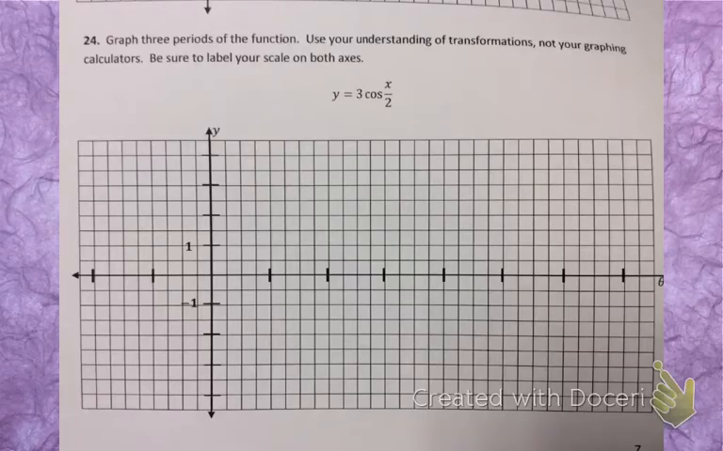On number 24, we are to graph 3 periods of the function. So that's where you have to have a great attention to detail on setting your scale so that you have room to create 3 periods of the function.